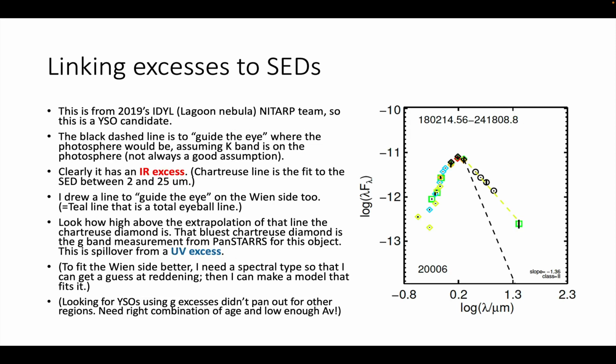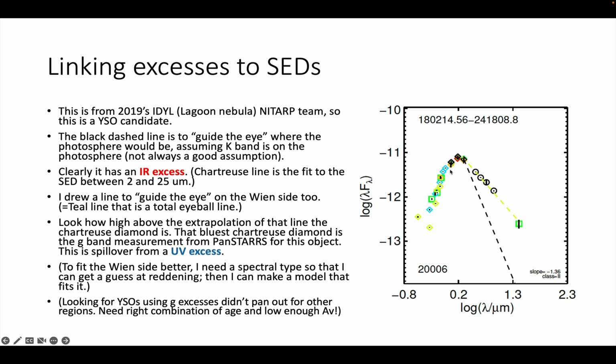All right, now let's link some of these excesses to SEDs, which we haven't yet fully discussed, but we will shortly. This particular guy is from a 2019 NITARP team. It is a young star candidate. This black line here is an SED, so this is spectral energy in log against wavelength in log in microns. This black dashed line is to guide the eye. This is where the photosphere would be, assuming that the K-band is on the photosphere, which is not always a good assumption, but it probably is for this star. Clearly, it has an infrared excess. This chartreuse line is a fit to the SED between 2 and 25 microns. So clearly, it has an infrared excess.